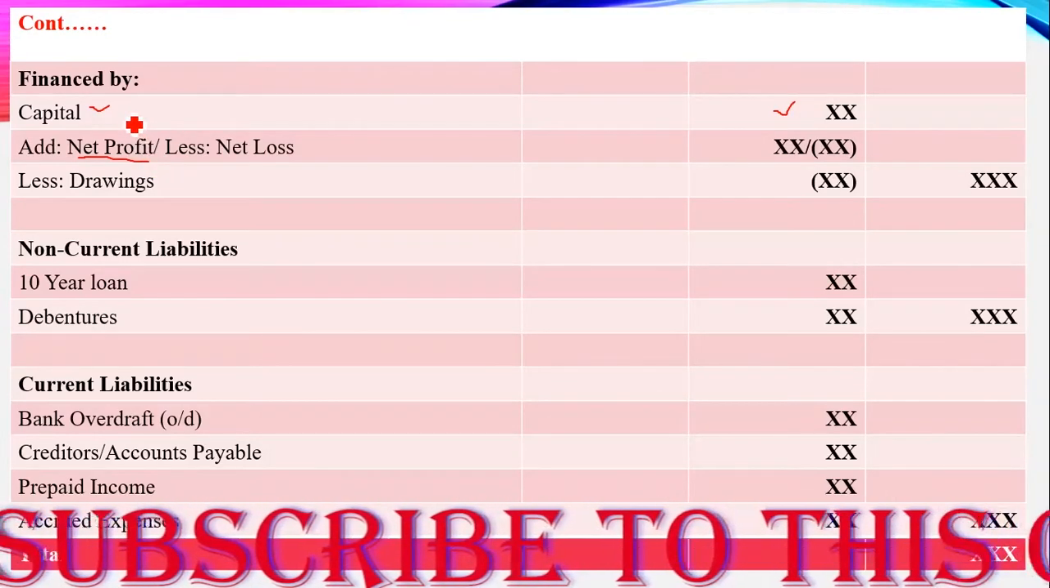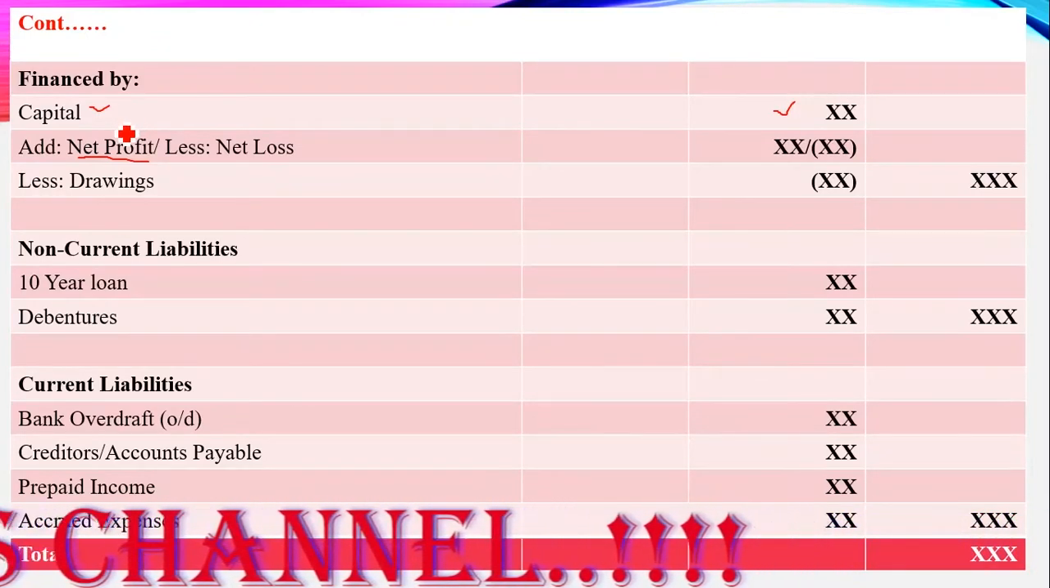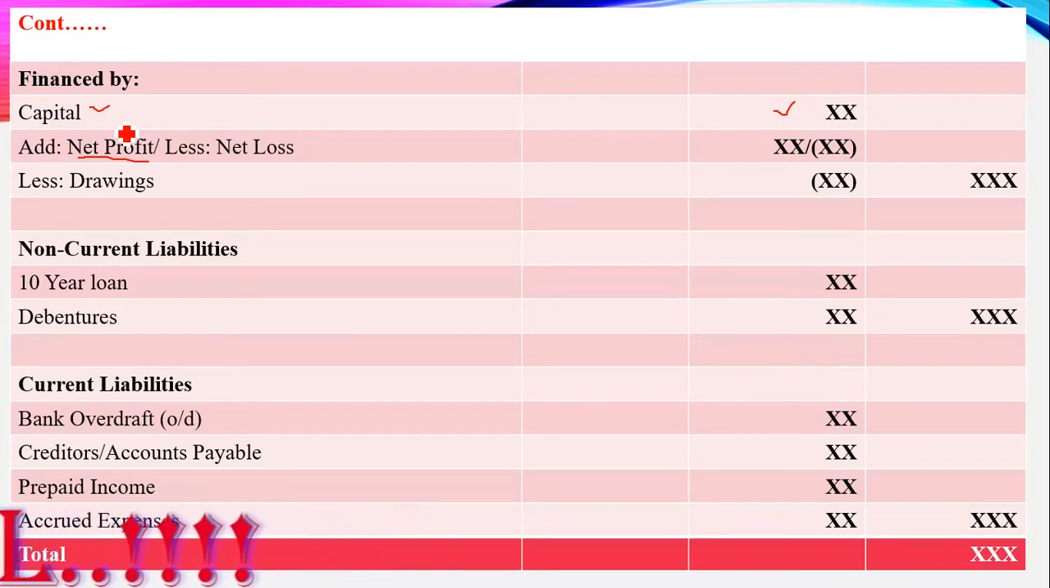You check from my other tutorials, you'll find a very nice tutorial on how to prepare an income statement. Once you prepare an income statement, or what we call a statement of comprehensive income or a trading profit and loss account, you're going to get the net profit. If you have a net profit, you add it to capital. If you have a net loss, you less it from capital. That is why we are saying add a net profit or you less a net loss. Remember, subtraction means you put it in what? In brackets.